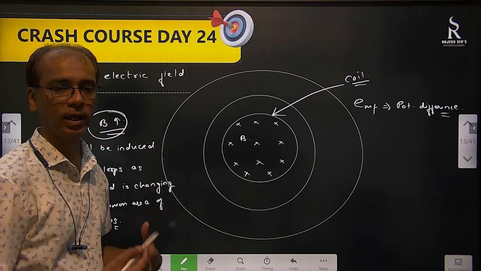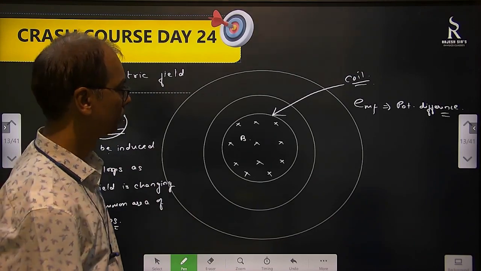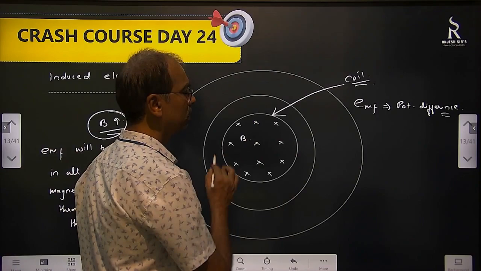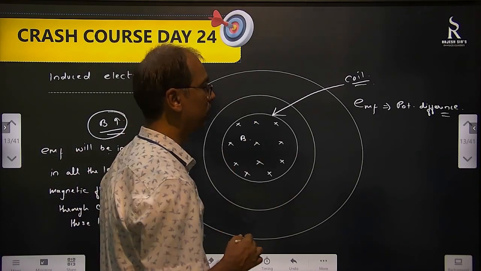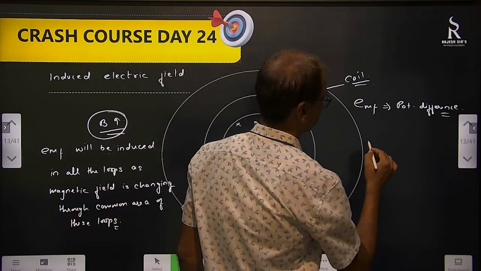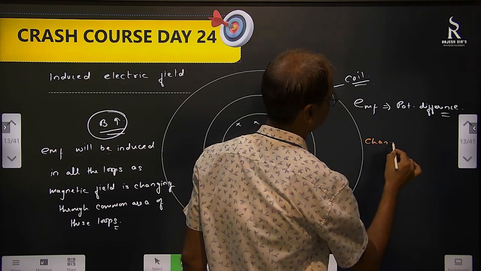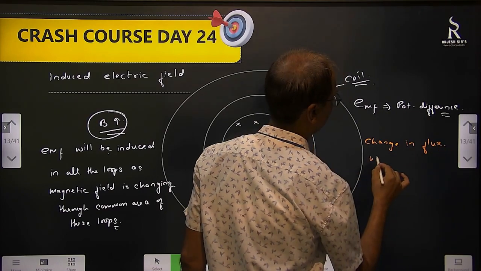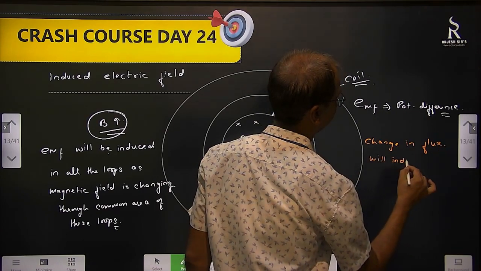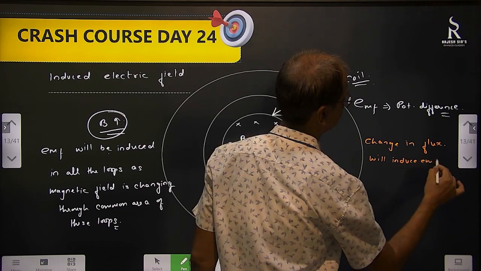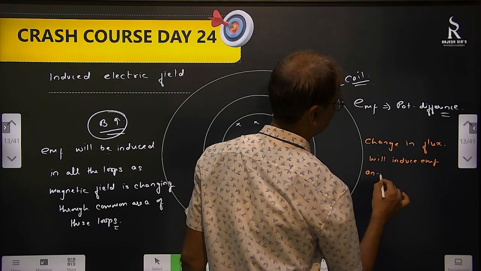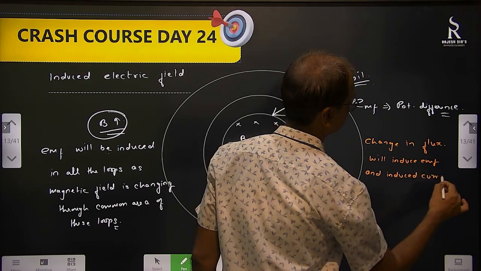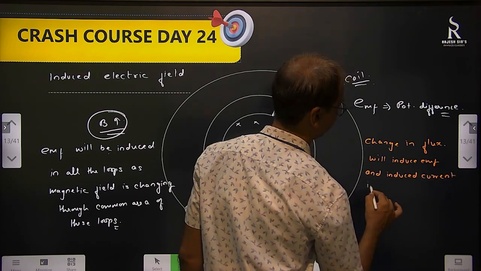Now we have to find the direction of the induced current also. So how to find the direction? I'm just showing you that. Here, what's happening? Increase in magnetic field. Change in flux will induce EMF and induce current through the loop. Okay, current in the loop.